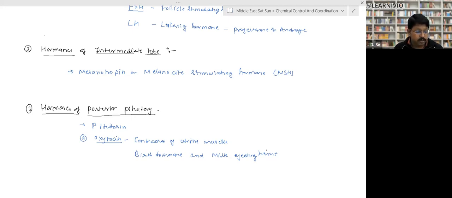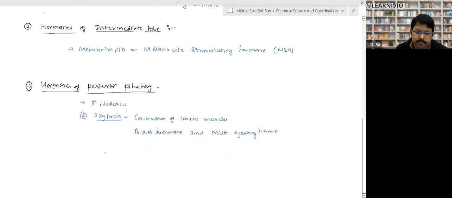The next hormone secreted here is ADH, antidiuretic hormone. Before mentioning its function, I want to tell you that the full form of ADH, which is very popular and very important, is antidiuretic hormone.